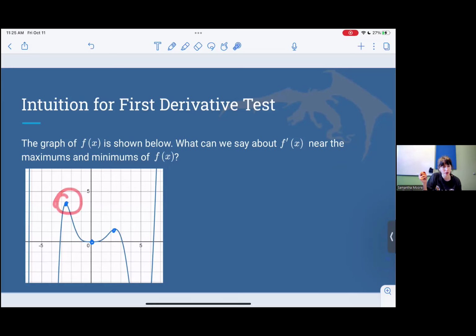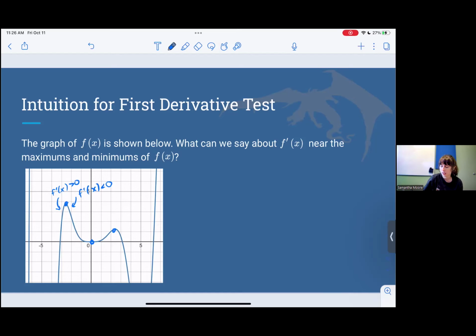Near this first point, f prime of x seems to be positive over here, and then f prime of x becomes negative after. So right before my relative max, I have that f prime of x is positive, and right after, I see that f prime of x goes to negative. And that makes sense, right? I'm increasing to get to my relative max, and then I need to decrease after the relative max. And so it makes sense that f prime of x would be positive, and then it would go to negative, because I need to go from increasing to decreasing.